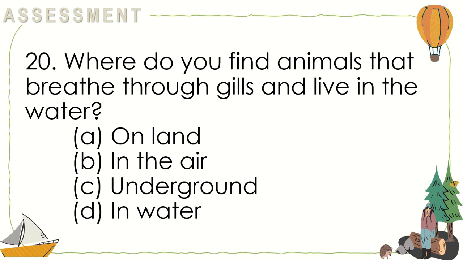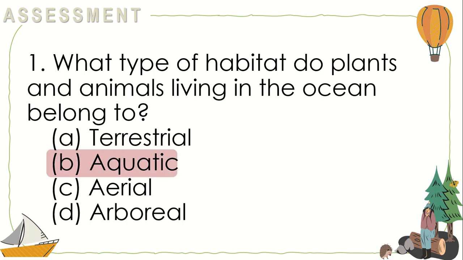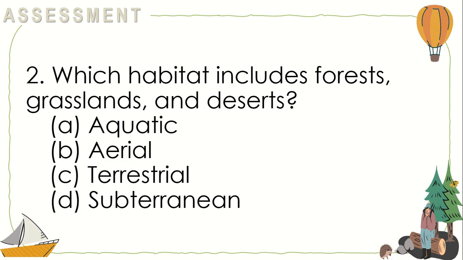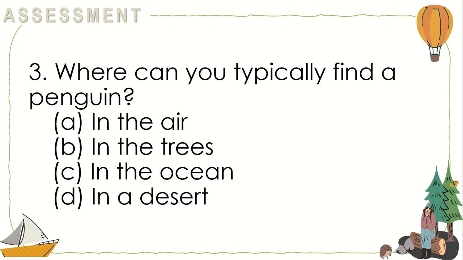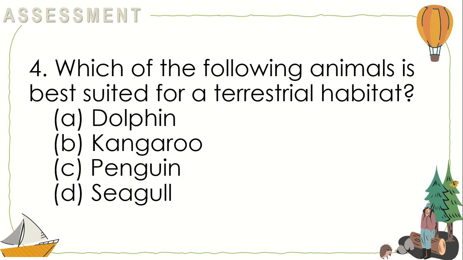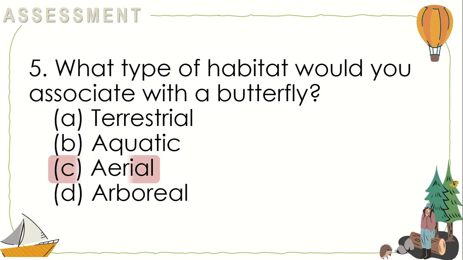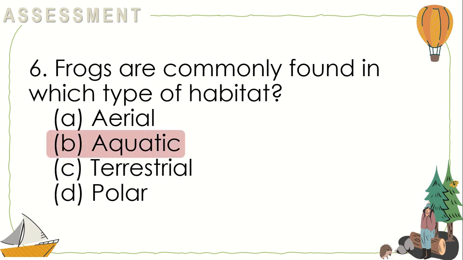Let us now answer. For number 1, the correct answer is letter B, aquatic. Number 2, C, terrestrial. Number 3, C, in the ocean. Number 4, letter B, kangaroo. Number 5, letter C, aerial. Number 6, it's letter B, aquatic.